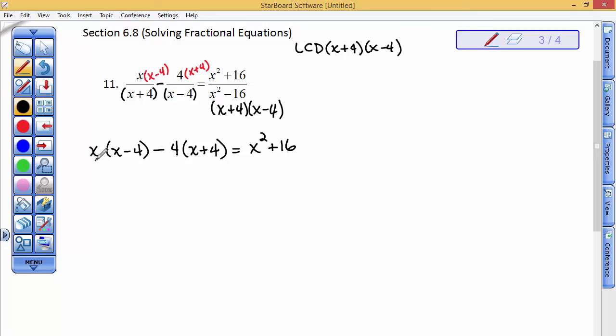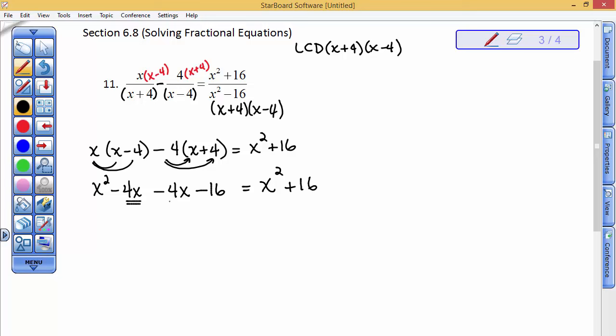So let's go ahead and clean this up. So x times x is x squared. X times a minus 4 is a minus 4x. This is kind of nice the way this is set up, because this minus sign in front of this 4 means I'm going to distribute the minus 4 times both of these. So minus 4 times x is a minus 4x, and a minus 4 times a positive 4 is a minus 16, equals this x squared plus 16.